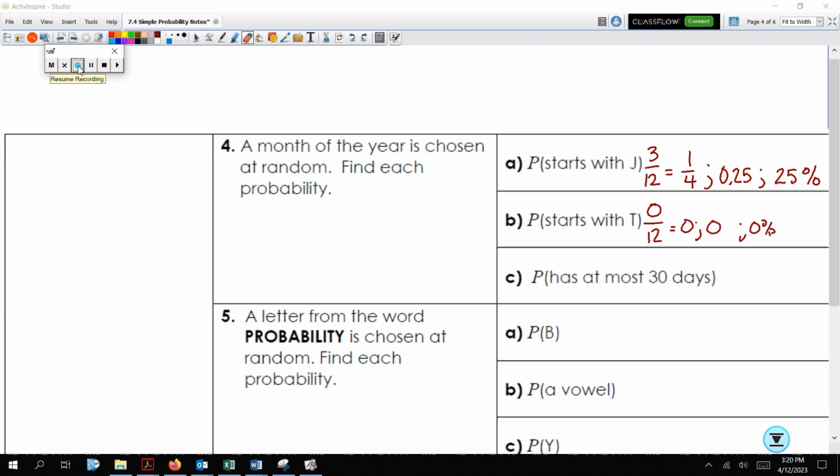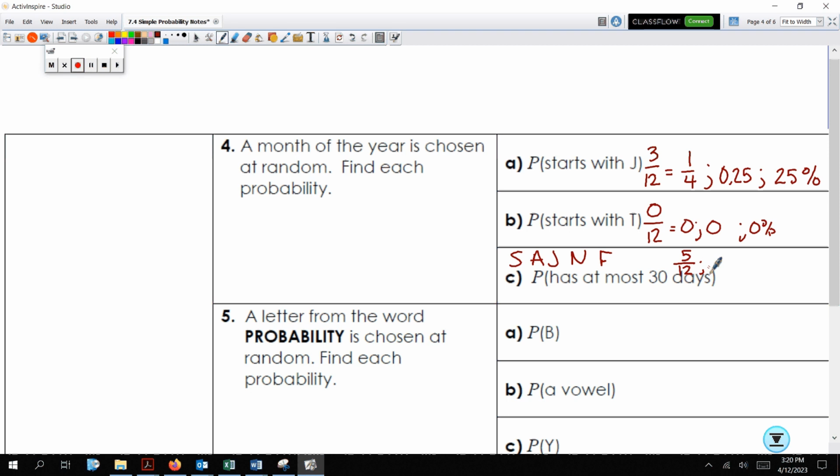I'm going to go back to my saying. 30 days has September, April, June, and November, and then there's February that has 28, which is less than 30, so it's not 31, so we have to include February. So that gives us 1, 2, 3, 4, 5. 5 out of 12.